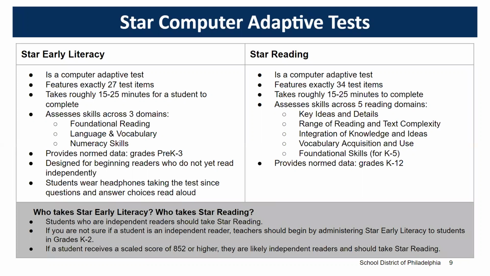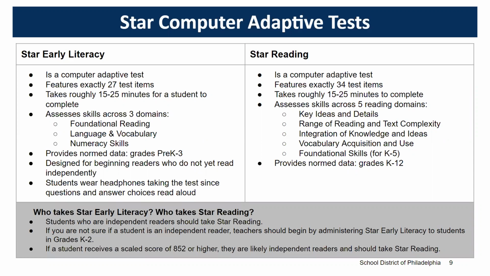The computer adaptive tests STAR offers are STAR Early Literacy, STAR Reading, and STAR Math. Students who are not independent readers should begin taking STAR Early Literacy. It assesses students in grades K to 2 within the district across 3 domains, including numeracy skills. The assessment has 27 questions, and headphones are required for this assessment as the questions and answer choices are read aloud to students. Once students are independent readers or have received a scale score of 852 or higher on the STAR Early Literacy assessment, students can move on to take the STAR Reading and STAR Math assessments.